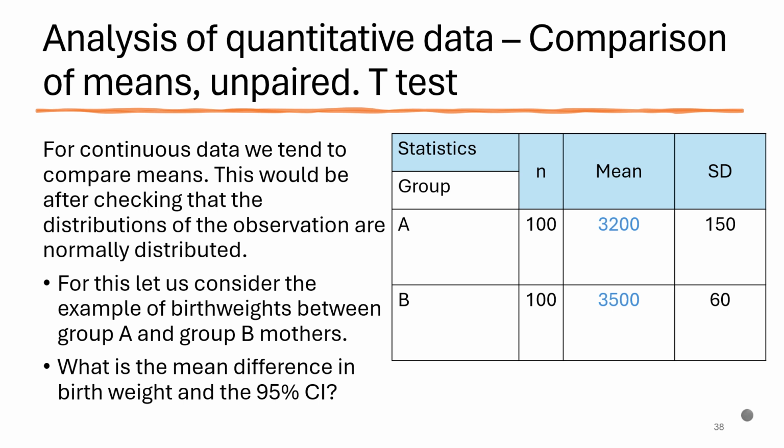So for this, let's just consider this example where we're looking at birth weights, and the birth weights are in grams between group A and group B mothers. Now, what is the difference in birth weight and the 95% confidence interval? This is typically what we tend to calculate when we have data like this.